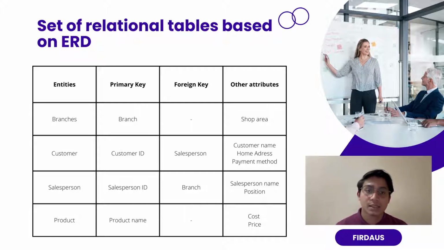Next is customer. The primary key is customer ID and the foreign key is salesperson. The other attributes are customer name, home address and payment method. Next, for salesperson, the primary key is salesperson ID, the foreign key is branch, and the other attributes are salesperson name and position. For product, the primary key is product name, and the other attributes are cost and price.